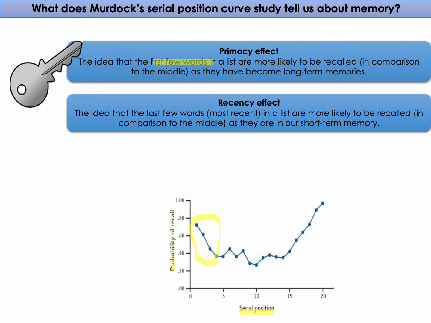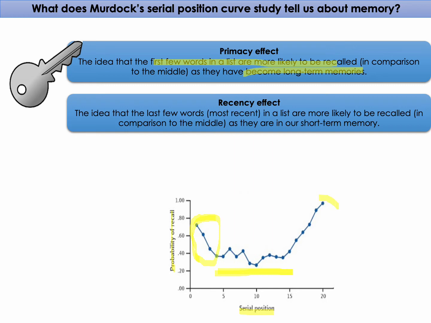The first few words in a list are more likely to be recalled because they have become long-term memories. So when given that list of words, like you might have done on the previous slide, the words at the start of the list are the first ones you come across, so you might be repeating those over and over in your head, and that transfers them to long-term memory. And then if you have a look here, the words in the middle have a low probability of recall. Most participants forget those words. They are what's called displaced.